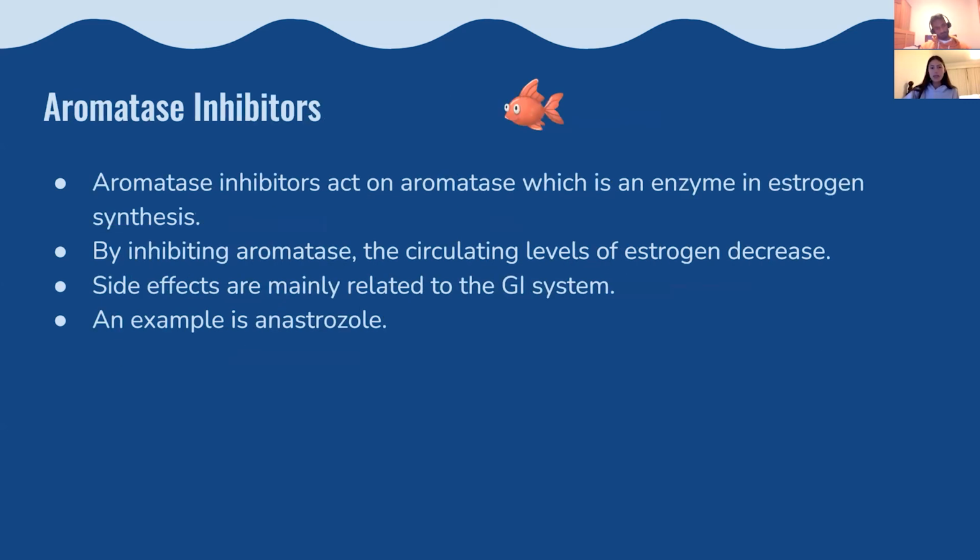Next, we've got aromatase inhibitors. Aromatase inhibitors act on aromatase, which is an enzyme in estrogen synthesis. By inhibiting aromatase, the circulating levels of estrogen decrease. Side effects are mainly related to the GI system, and an example of this is anastrozole.